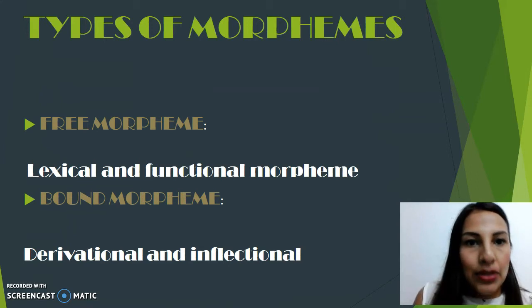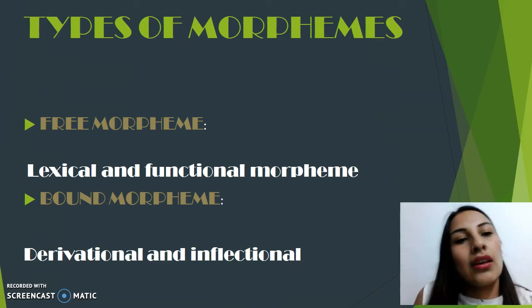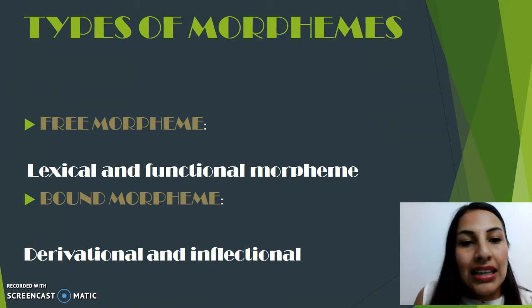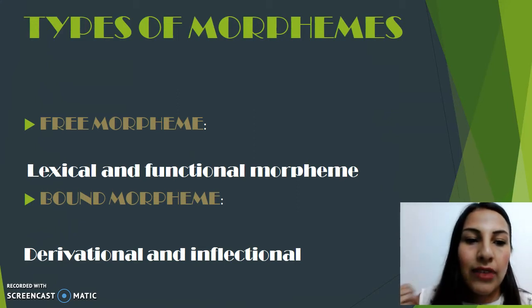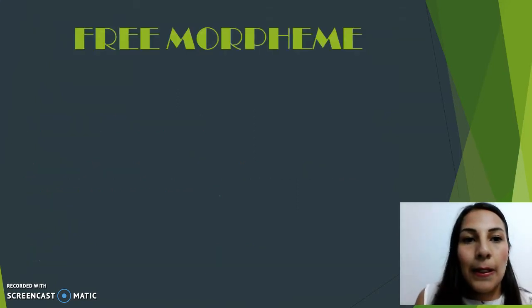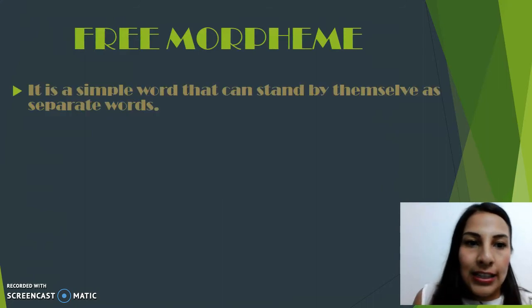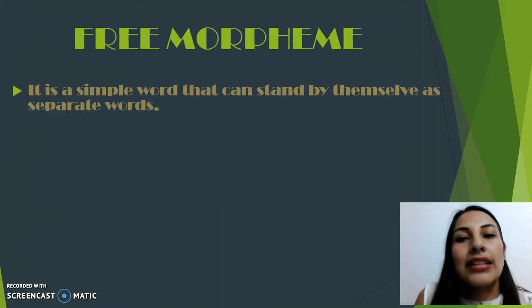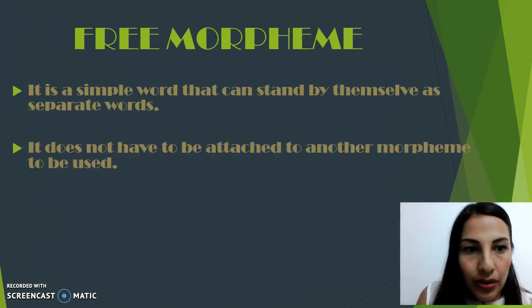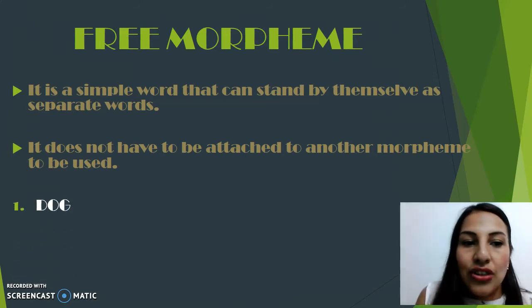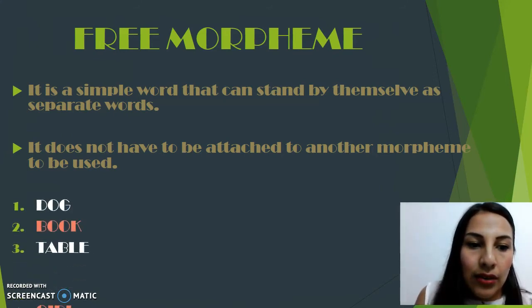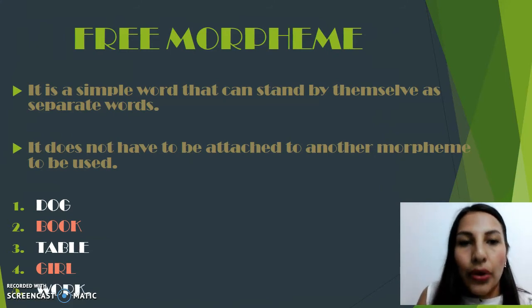We have types of morphemes. We have free morphemes and bound morphemes. Free morphemes can be lexical and functional morphemes, and bound morphemes can be derivational and inflectional morphemes. So, free morphemes are simple words that can stand by themselves as separate words. They don't have to be attached to another morpheme to be used. For instance, dog, book, table, girl, and work.